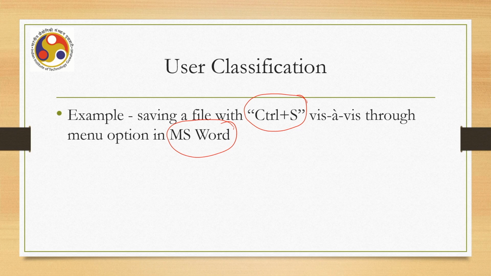Now, have you ever wondered why these multiple options are given when any one option is good enough to do the job? The answer lies in what we have just discussed, that is, these options are given to cater to different groups of users. Typically, when we are talking of novice users, they are basically the users who are using it for the first time.